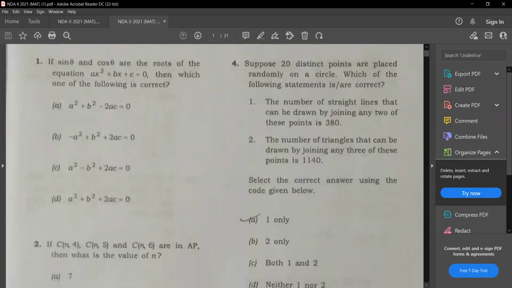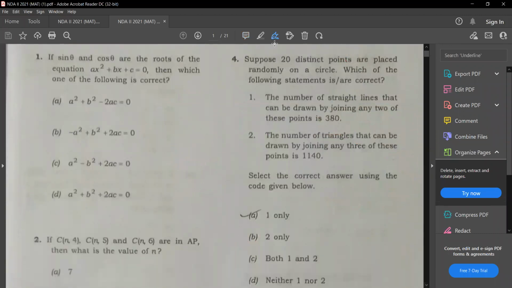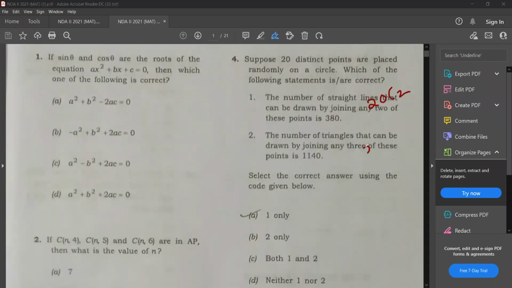We just have to apply the formula here: 20C2 in the first statement, and 20C3 in the second. So the first statement is wrong, we are not getting 380. Here we get the answer 1140, so this is the correct statement. So the answer is 2 only, option B. Moving on to the next question.